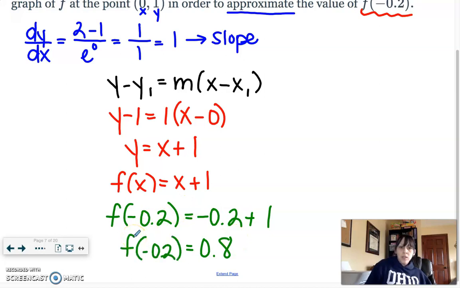And you're going to be doing questions like this on your Delta Math assignment for this lesson. Okay, so this example should help you tremendously for that part.